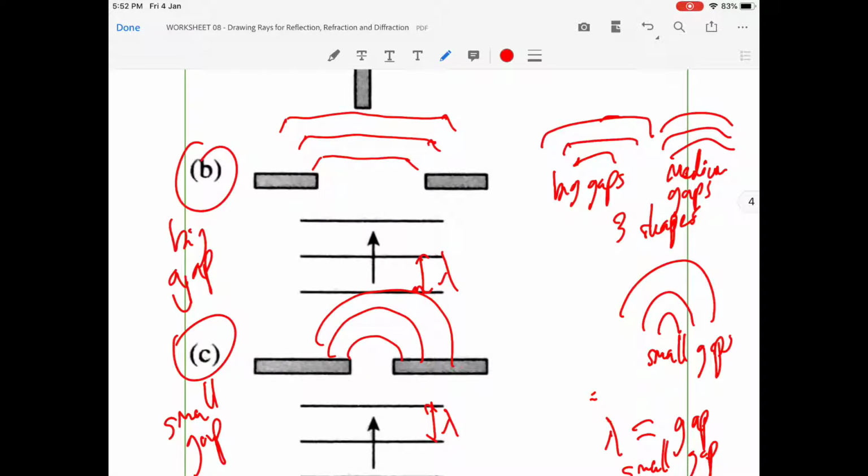The logic behind this is that the smaller the gap, the more the wave has to spread out. So the amplitude, if you follow my class, actually gets smaller and smaller as the gap gets smaller. The wave actually gets smaller, so less energy. Right, that's how you do drawing wave questions.